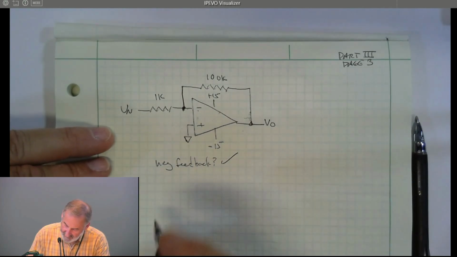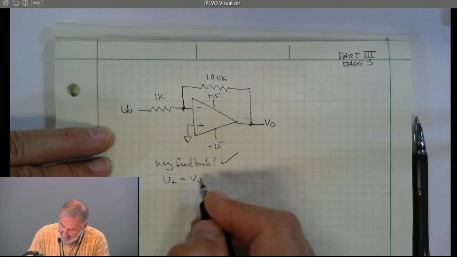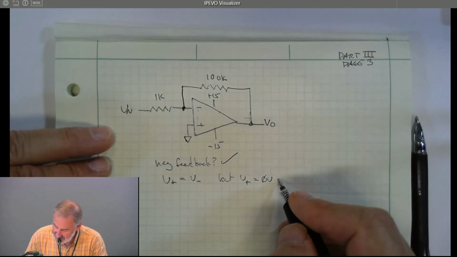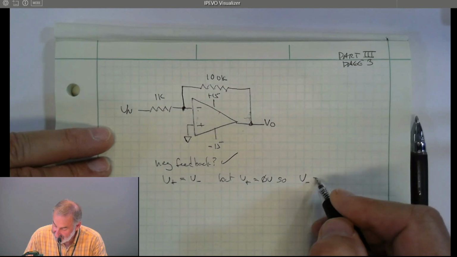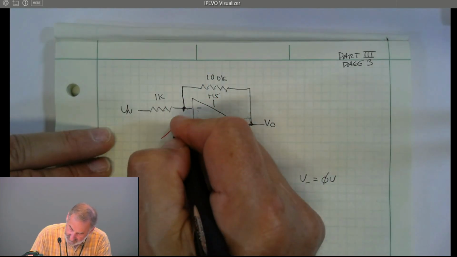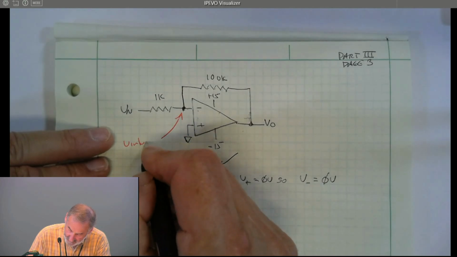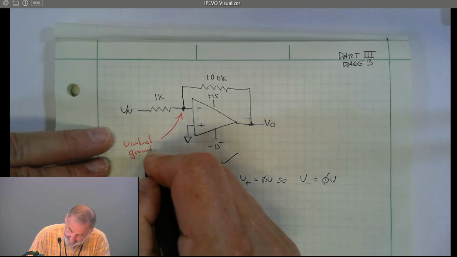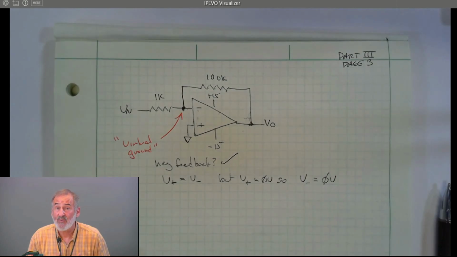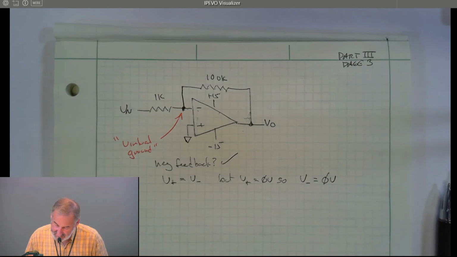Sure. That means that V plus equals V minus. But V plus is equal to ground. So that means the op amp is going to try to keep V minus at 0 volts. We call this point virtual ground. It's called virtual ground because it's not really connected to ground. But if the op amp is working correctly, it's going to be at 0 volts. It's going to be exactly the same point as ground.